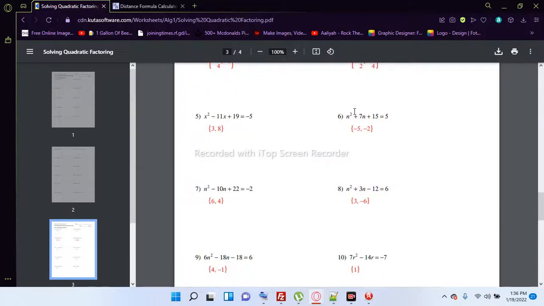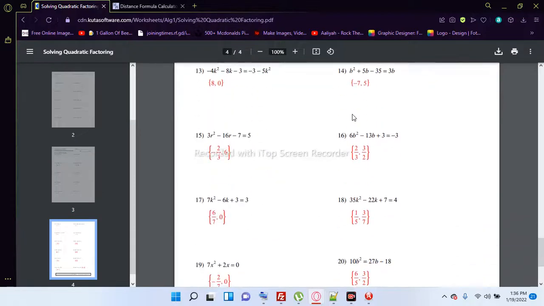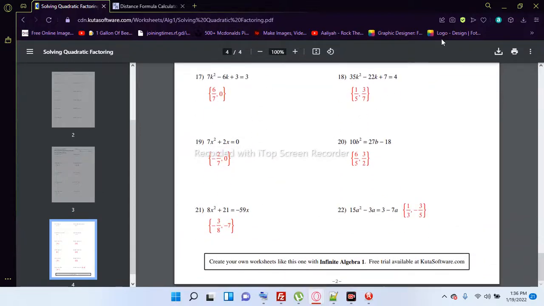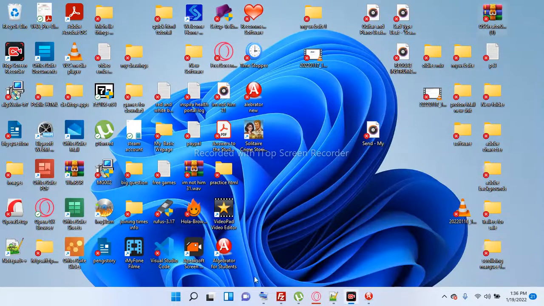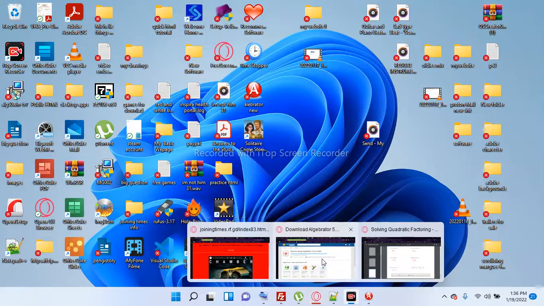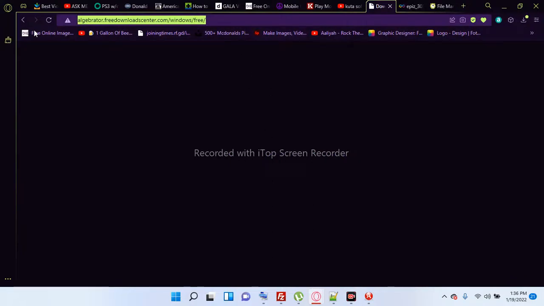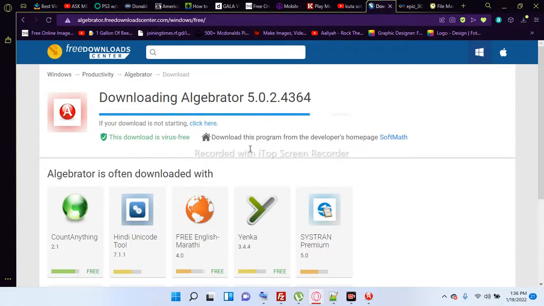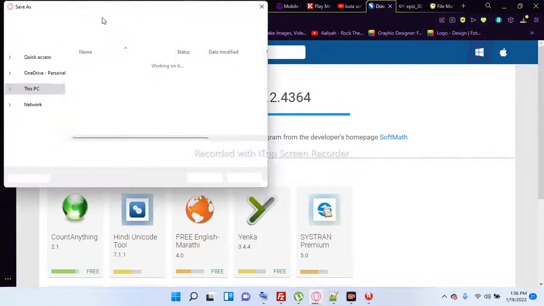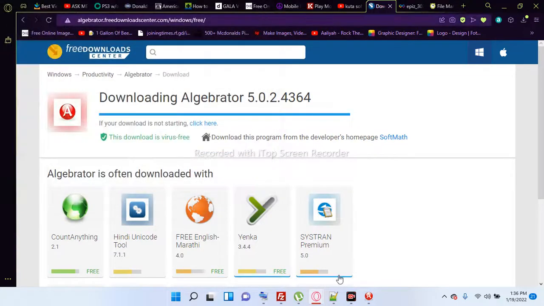I love you guys. This is Minecraft with another helpful video on how to use the Algebrator. Now I'm going to take you to the last and final part, and that's where the Algebrator is. I'm going to leave a link in the description for you. This is where you get the Algebrator from. It pops right up.